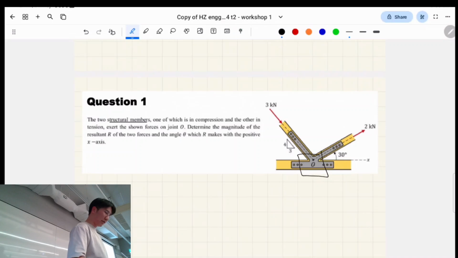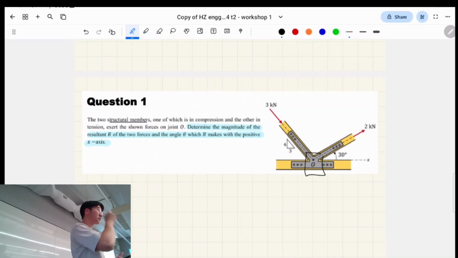We have this joint O, and we have to calculate the forces on joint O. Basically, what we want in this question is the magnitude of the resultant of the two forces and the angle it makes with the positive x-axis. That second sentence is actually what we're looking for.